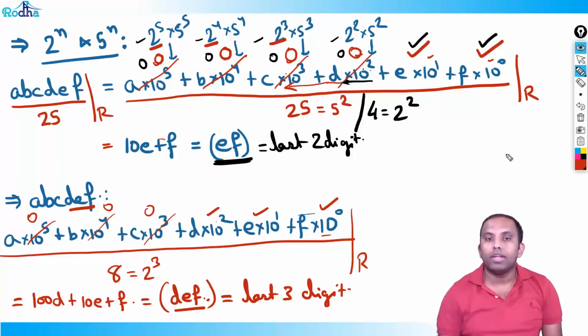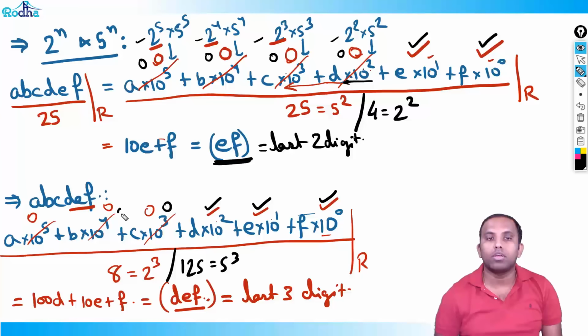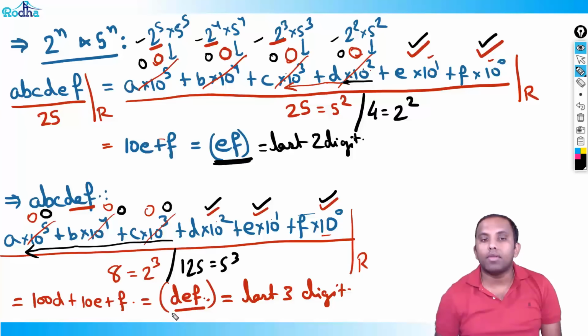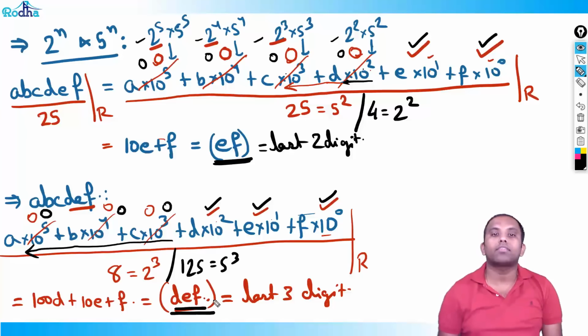Similarly, if instead of 8, which is 2 cube, I divide by 125, that is 5 cube. Again same thing. 1 by 125, I'll get some remainder. 10 by 125, I'll get some remainder. 100 by 125, I'll get some remainder. But after that, all will be 0. Why all will be 0? Because now after that, each term contains a 5 cube. See here onwards, each term contains a 5 cube. So 5 cube will completely cancel. Remainder is 0. So what am I left with? Still I am left with DEF. That is the last 3 digit.